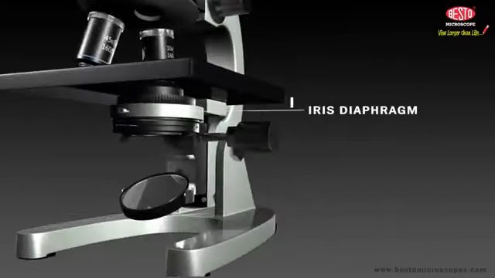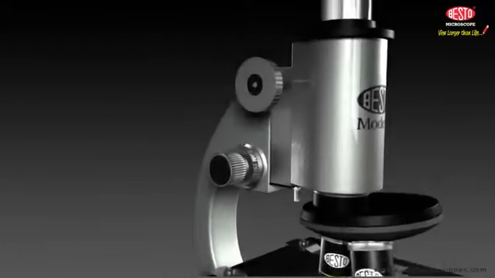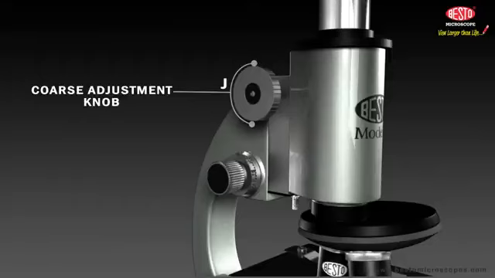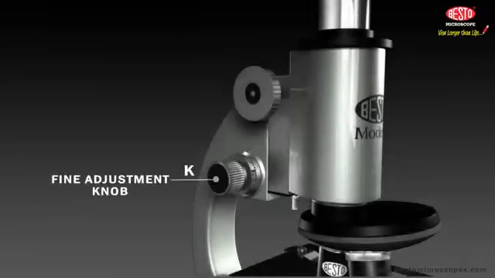I. The iris diaphragm is used to control the diameter of the cone angle of the light transmitted onto the specimen. J. The coarse adjustment knob is the large knob used to adjust the position of the body tube, allowing you to quickly bring your sample slide into view. K. The fine adjustment knob is the small knob used to change the position of the body tube by making small adjustments to the focus of your sample. Almost all of our Bestow microscopes have both coarse and fine adjustment knobs, but some have only one knob.